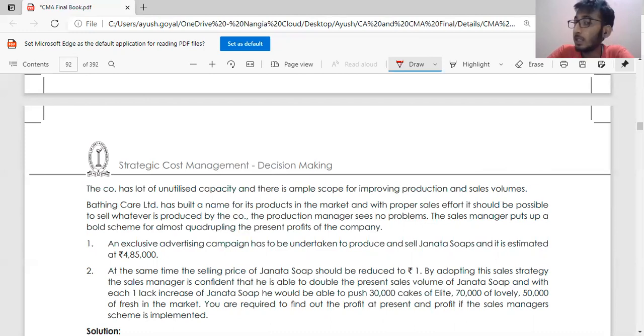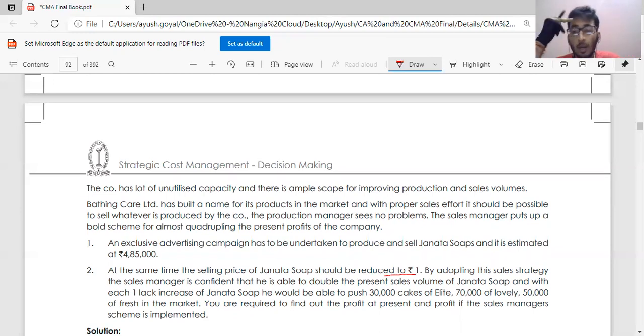The production manager sees no problem. The sales manager puts up a bold scheme for almost quadrupling the present profit of the company. An exclusive advertisement campaign has to be undertaken to produce and sell Janta soap, estimated at 4,85,000. At the same time, the selling price of Janta should be reduced to 2 rupees. Be very careful when you solve the question. Just read carefully line by line. By adopting the sales strategy, the sales manager is confident that he is able to double the present volume of Janta soap.